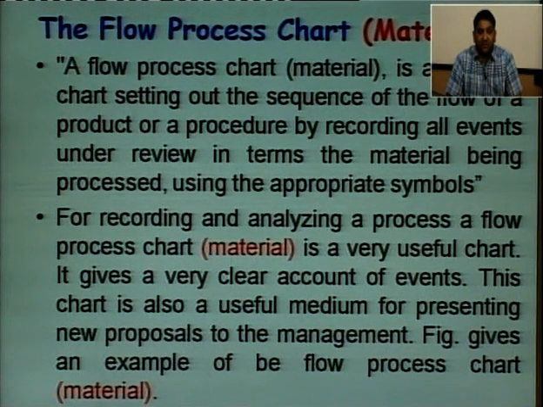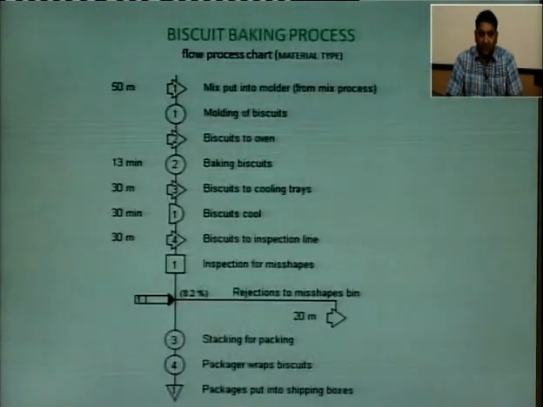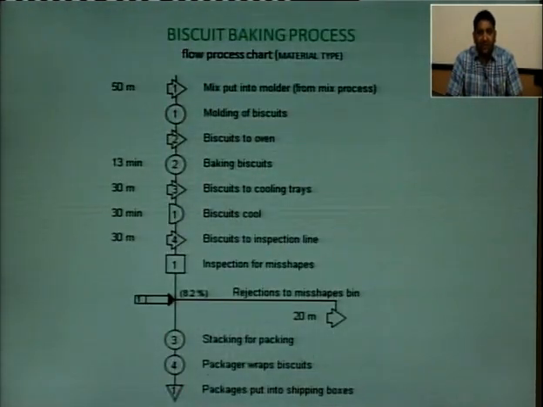For recording and analyzing a process, the material type chart is very useful. It gives a very clear account of events. This chart is also a useful medium for presenting new proposals to the management. The figure gives an example of a flow process chart, material type. It is a biscuit baking process. This shows how the biscuit is baked in an oven.